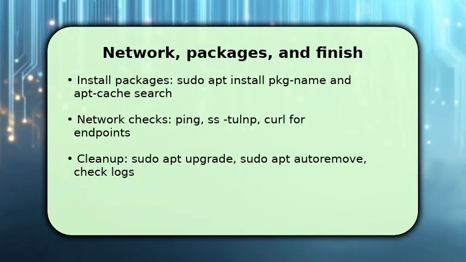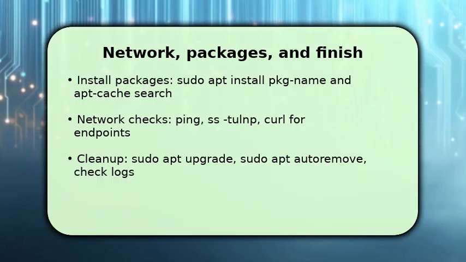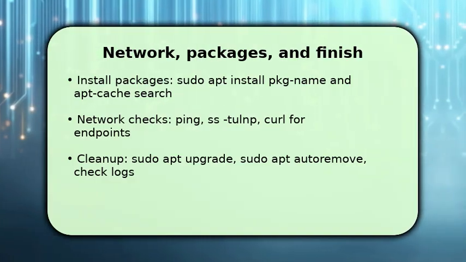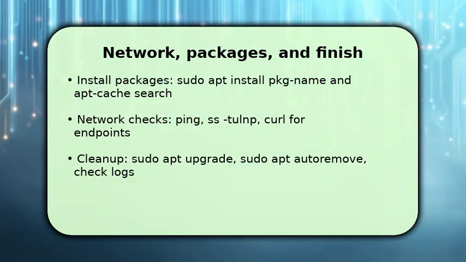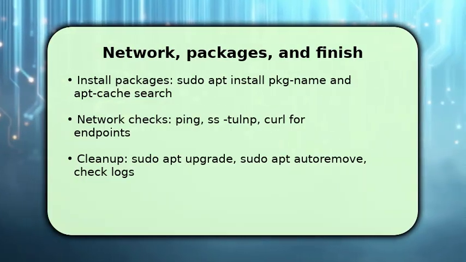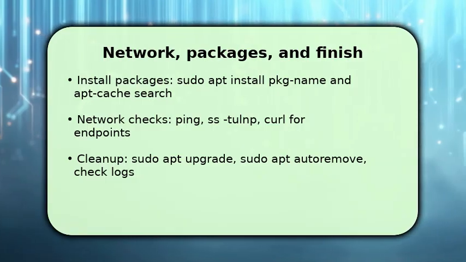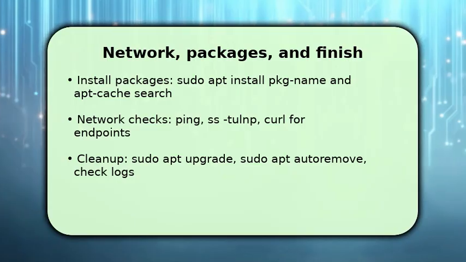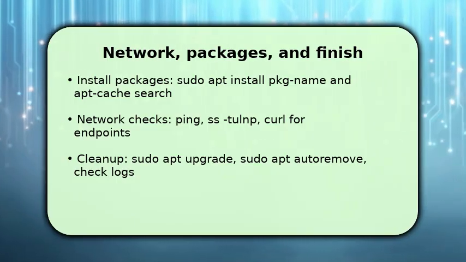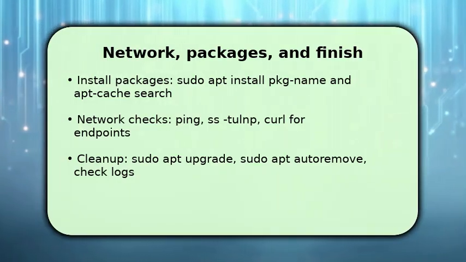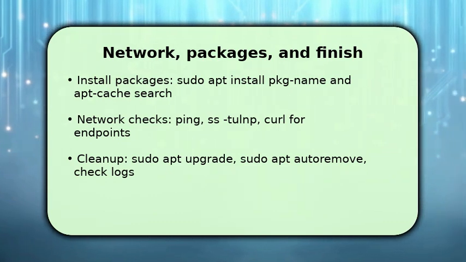Install or remove packages with sudo apt install and sudo apt remove. Use apt-cache search to find package names. For connectivity, check ping a host, use ss -tulpn to list open sockets and curl to fetch endpoints. This isolates network versus app issues. Once done, upgrade with sudo apt upgrade and tidy using sudo apt autoremove. If things still fail, examine logs in /var/log and journalctl to diagnose the root cause quickly.